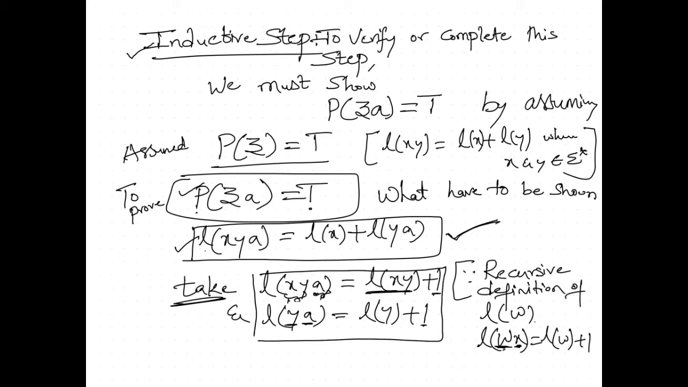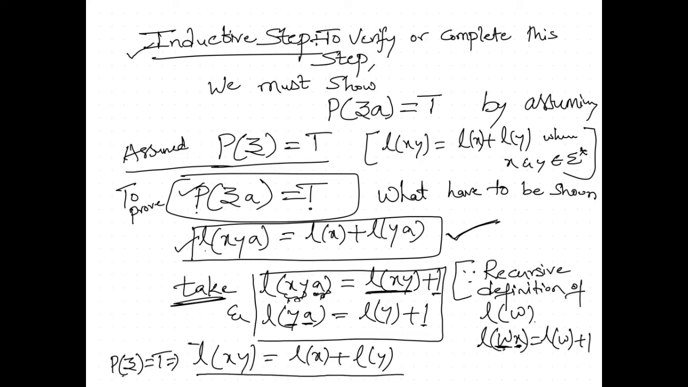And we also know that, as P of z is equal to true, it means L of xy will obviously be equal to L of x plus L of y, because we have assumed P of z is true. So can I write L of xy is equal to L of x plus L of y? We need to remember this result and this result to prove this particular result.